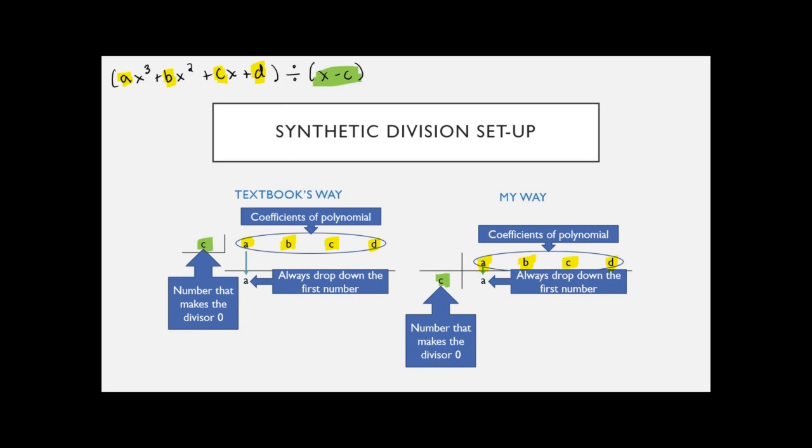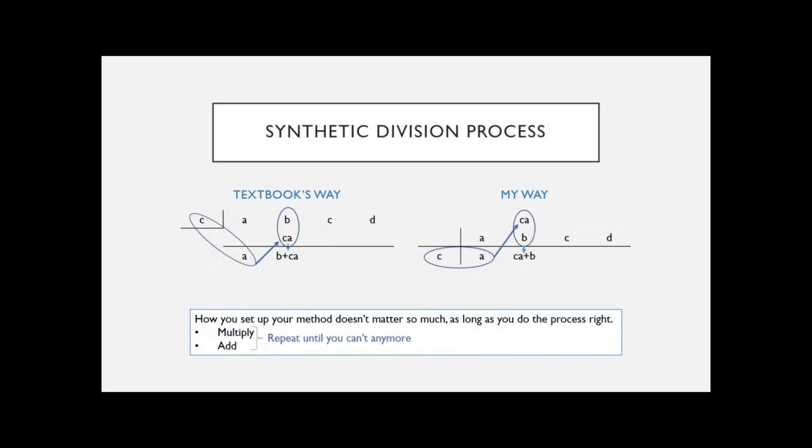Then the first number always gets dropped down. Whatever the first coefficient is always gets automatically dropped down. So that's how you initially set it up. I'm always going to set it up the way on the right because that's my natural way to do it. So we've got it set up.